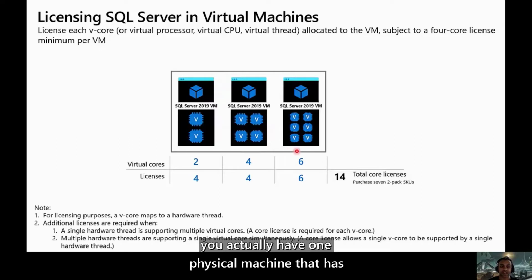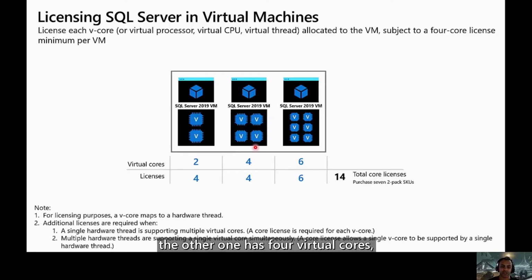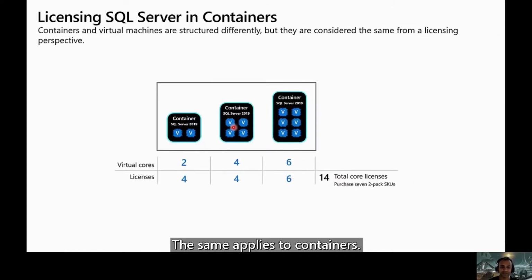In this case, you have one physical machine that has three different virtual machines. Each of them is running a SQL Server 2019 virtual machine, and one of them has two virtual cores, the other one has four virtual cores, and the last one has six virtual cores. In this case, the minimum number of licenses that you can assign to a virtual machine is four. So in total, you would need 14 SQL Server core licenses to run all three virtual machines.